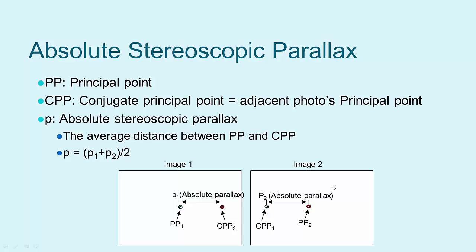There are two concepts we need to understand before we can do the 3D measurement using stereoscopy. The first one is called the absolute stereoscopic parallax. It is the photo distance between the principal point on one photograph and the corresponding principal point in another photograph, also called the conjugate principal point.